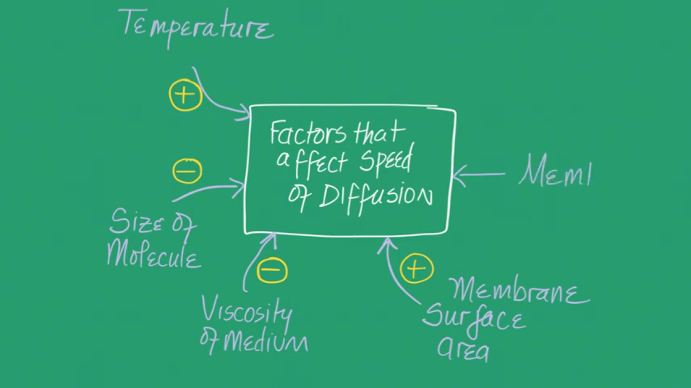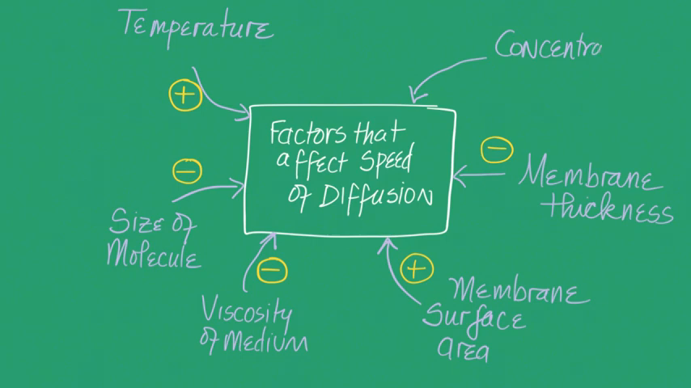The fifth factor is membrane thickness. This presents a barrier to diffusion. So the thinner the membrane, the faster the diffusion. So the membrane thickness, if it's great, then it slows down the rate of diffusion. So it has a negative effect on the speed of diffusion. The last factor is concentration gradient. The greater the concentration difference between the two areas where diffusion takes place, the faster the speed of diffusion. It has a positive effect on the speed of diffusion.